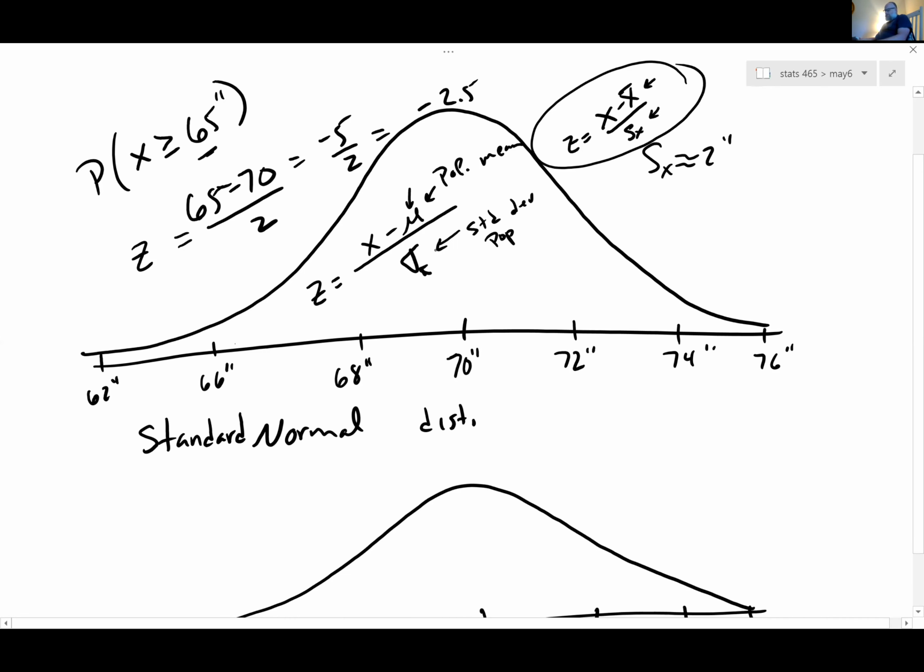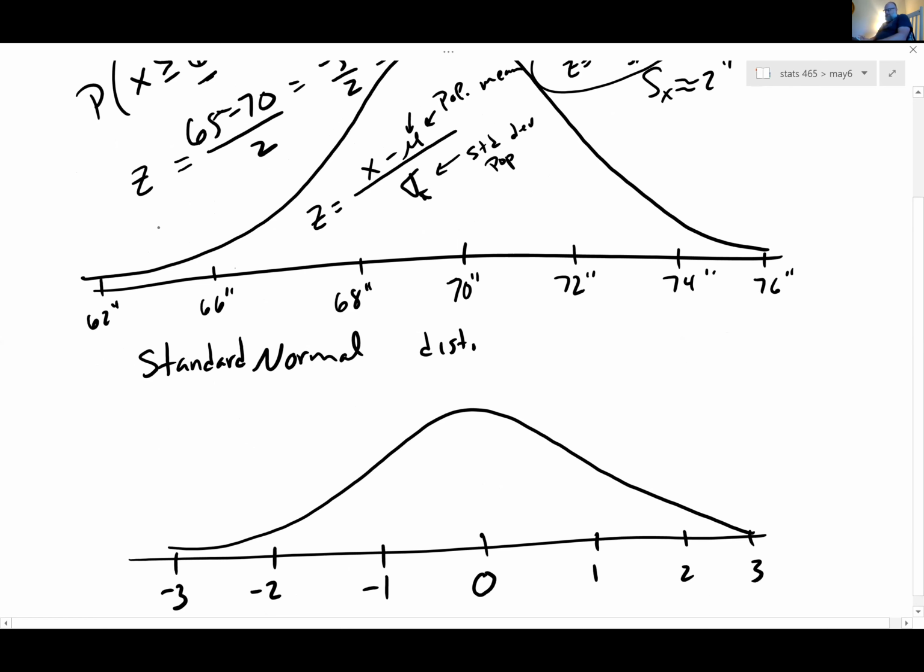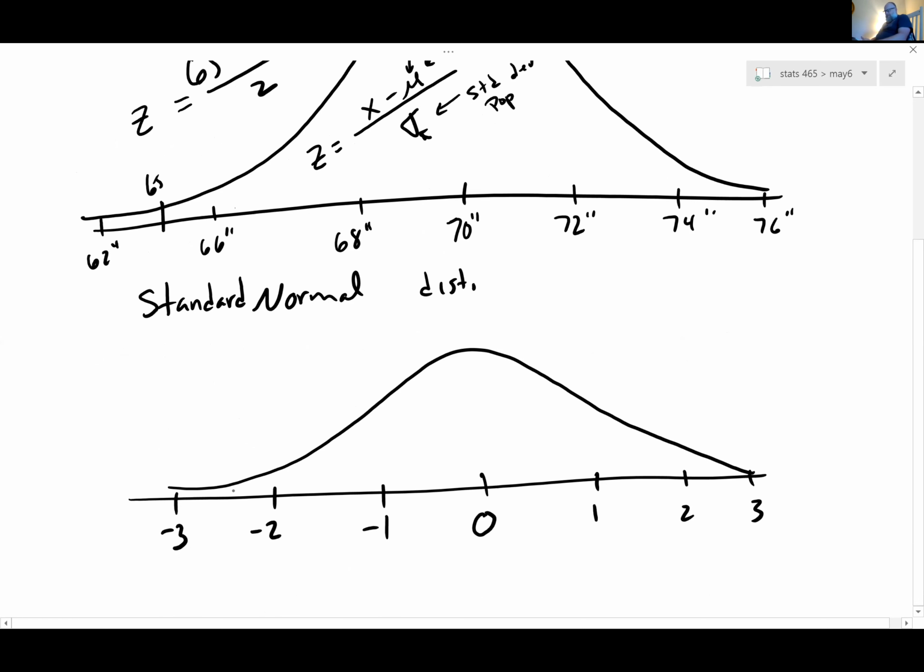But for the purposes of what we're talking about right now, it's not a huge concept. What we're saying is that being here at 65 inches is the same as being at -2.5 standard deviations.